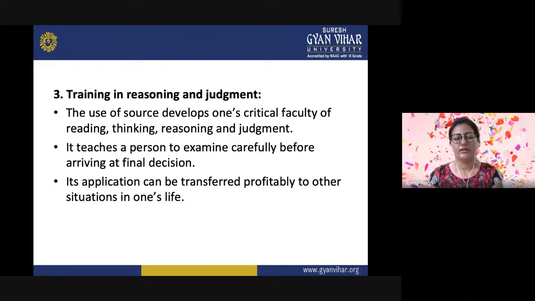Then there is training in reasoning and judgment. The use of sources develops one's critical faculty of reading, thinking, reasoning, and judgment.